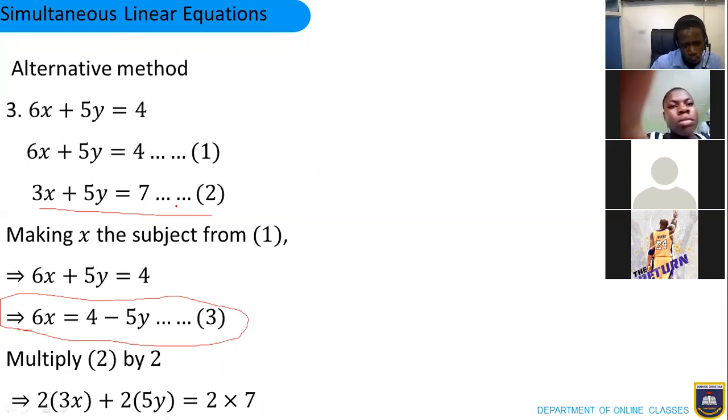Go back to equation 2, where I will then be substituting. Now I'll use it for the substitution. The coefficient of x in equation 3, where we wanted to make x the subject, and the coefficient of x in equation 2, are they the same? No, they're not the same. So we want to make them the same in such a way that I can just substitute equation 3 straightforward into equation 2. So what can we do to make them the same? Sorry, the coefficient of x in equation 2 and in equation 3. It is 3 and 6.